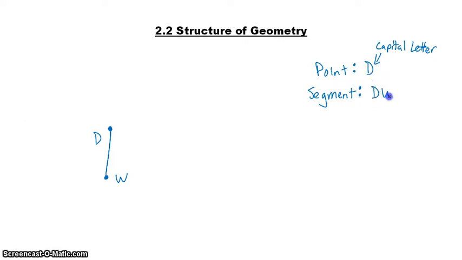The notation for a segment: endpoint D, endpoint W, with a line over the top of it. This represents segment DW. DW is also the same as WD, so I can reverse the order in which I name a segment.